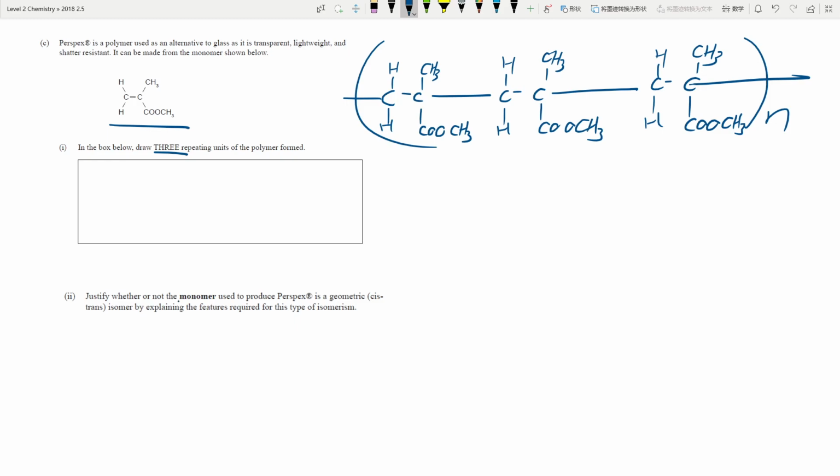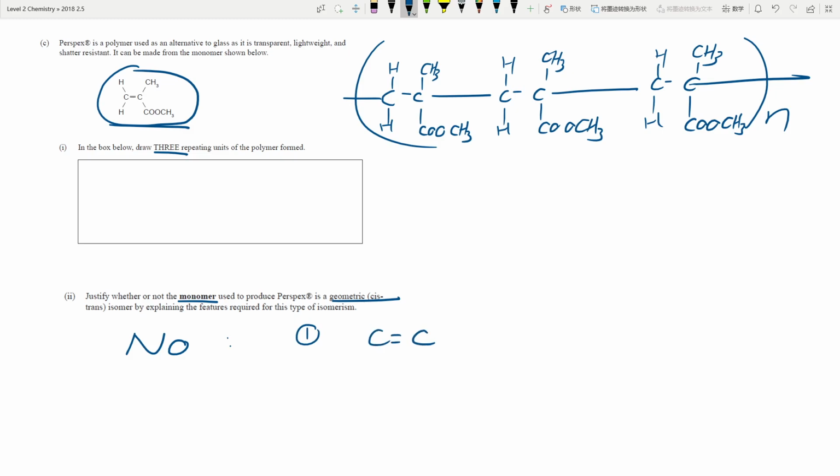Justify whether or not the monomer used is a geometric isomer. So they're looking at this thing, and they're asking you, is that a geometric isomer? The answer is no. Why is that? The two conditions for anything to have a geometric isomer.